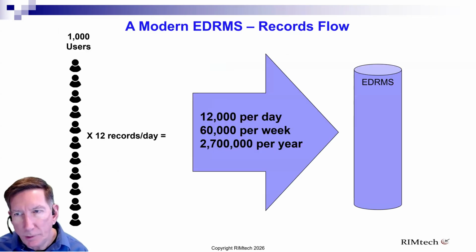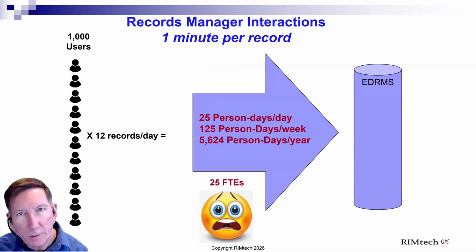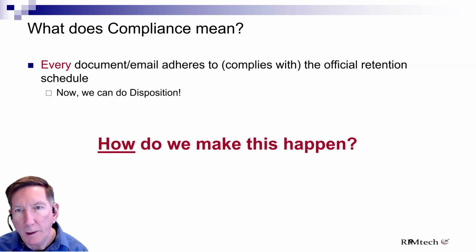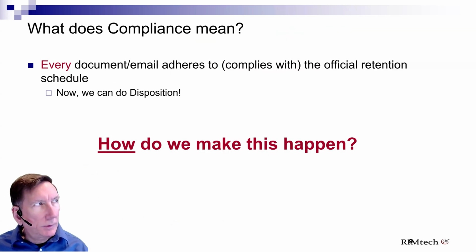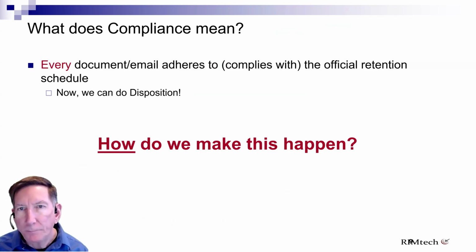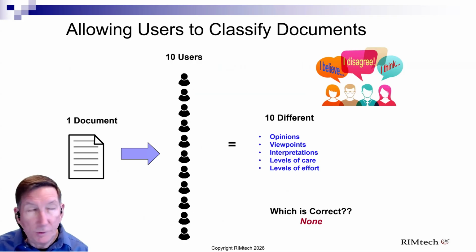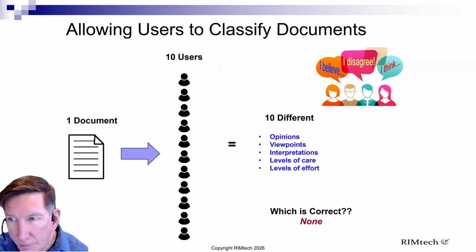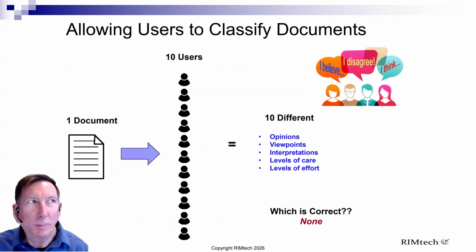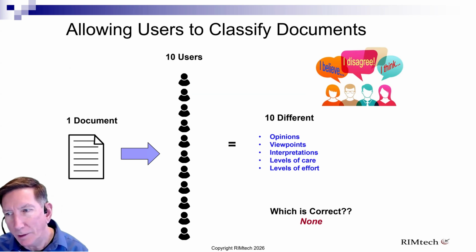First, the need for automation. 12,000 records a day, 2.7 million a year. There's no way you can intervene with that. So it has to be done properly each and every day. And compliance means that you can do a disposition. It means that every single document in SharePoint adheres to the retention schedule, right? So you know what I know, which is if we take one document and show it to 10 users and ask them, is this a record? Or worse yet, ask them how to classify it against the retention schedule, we'll get 10 different answers. And if we repeat it again a week or 2 later, you'll get different answers still, right?